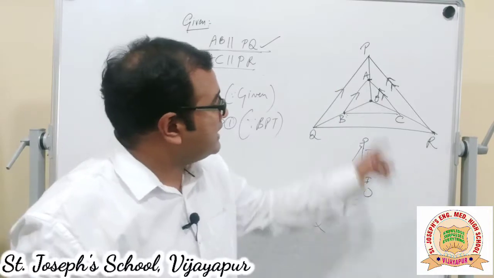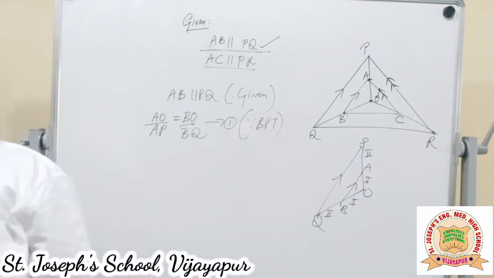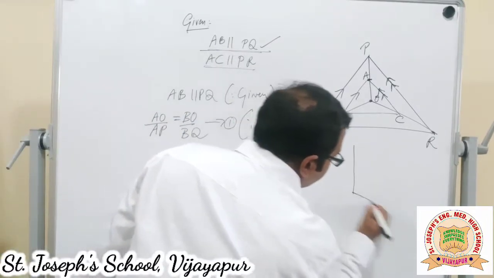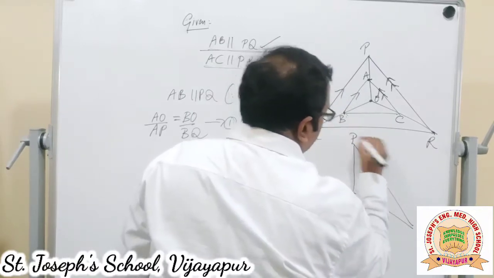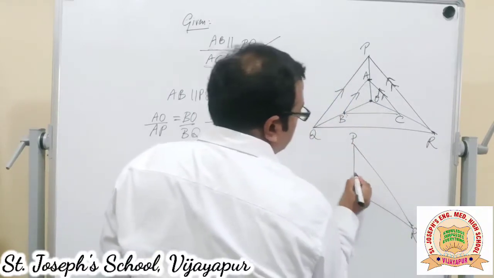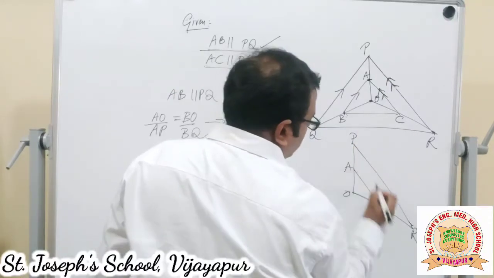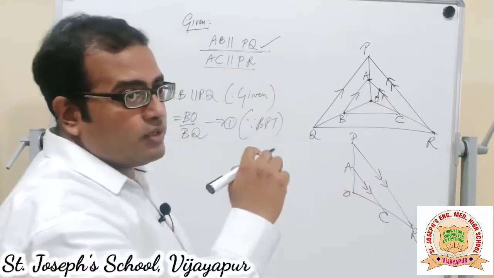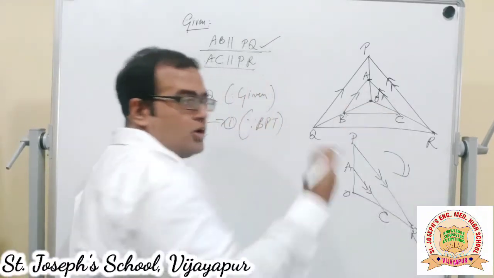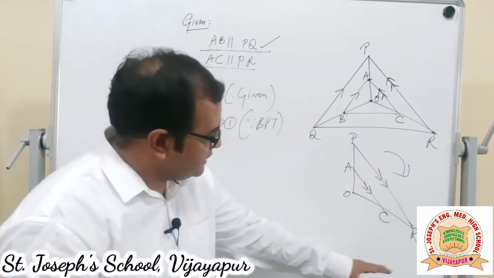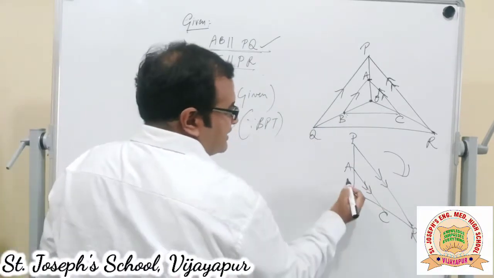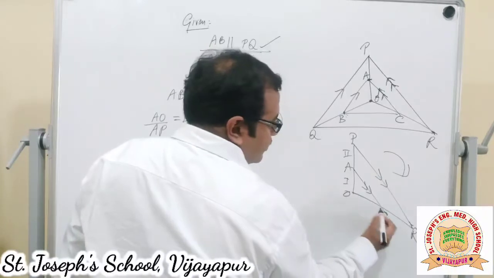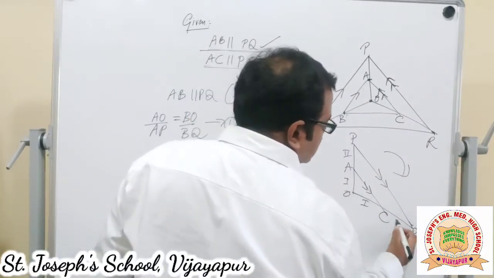Now look at another part, that is OPR. If we look at this part, that is OPR, with the line AC, we will consider AC this time, and AC is parallel to PR. Now, if you rotate the triangle clockwise such that PR is the base, then OA becomes the first part, AP becomes the second part. On the other side, OC becomes the first part, CR becomes the second part.